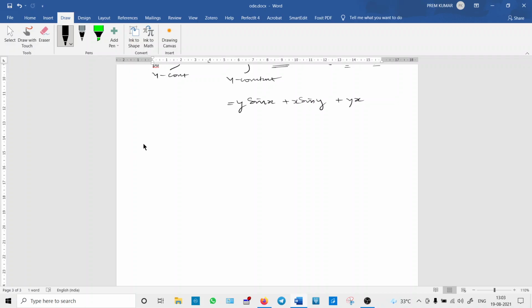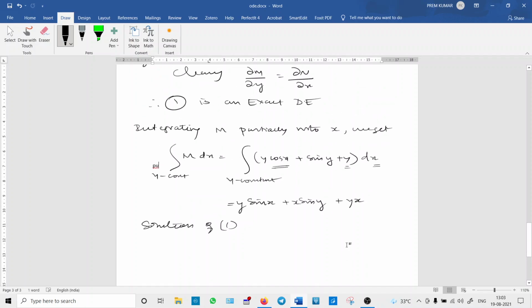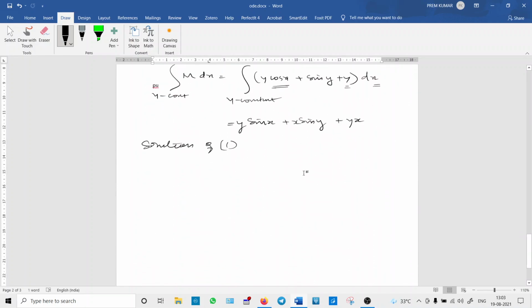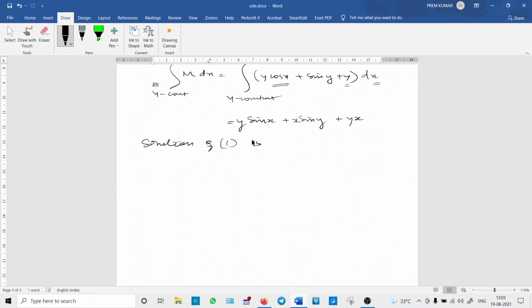So now what is the solution of the problem? Solution of the first one. That is the first differential form. Yes. Add these two things. So what is that? y sin x plus x sin y plus xy equals a constant. That's all. But the second step we cannot find, like this term.